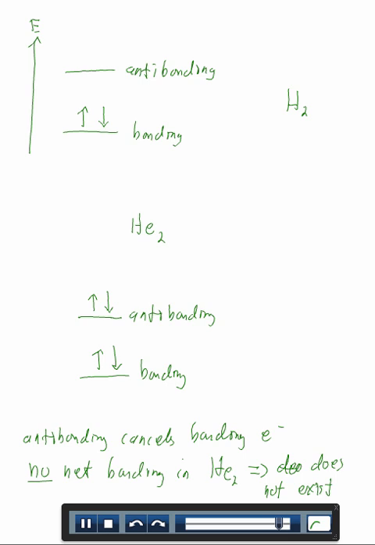The molecular orbital method is a great way of determining whether a molecule is stable or not. Helium-2 is not stable because there's no net bonding. So the 2 helium atoms just float apart. There's nothing to hold them together. Whereas hydrogen, H2, gas, is stable because the 2 atoms are held together by bonding electrons.